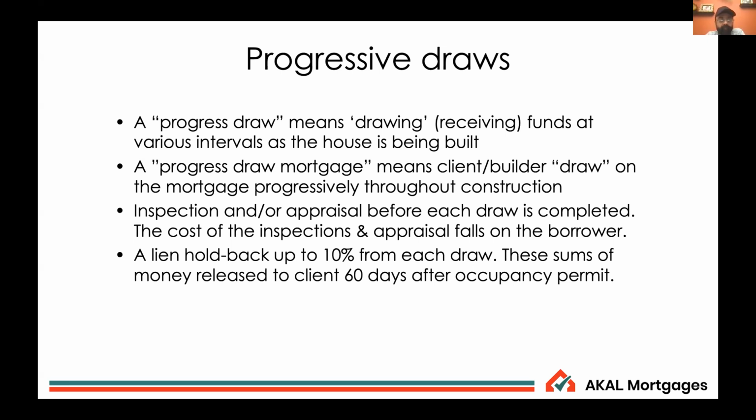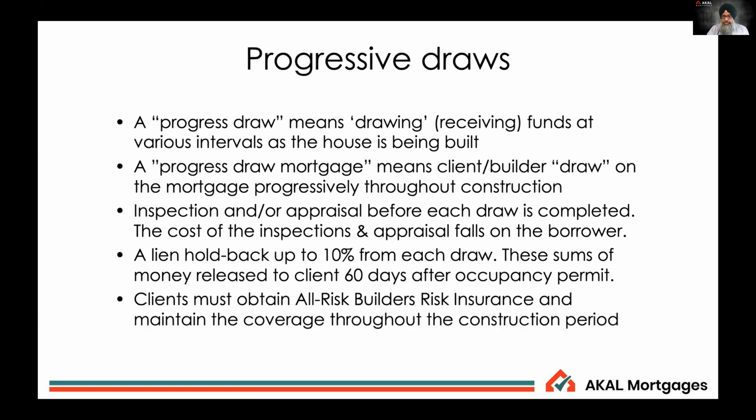Yeah. Okay. So that must be considered at the time of budgeting and all this stuff. So that money is released, typically speaking, 60 days after the occupancy permit is released, right? The client must obtain all risk insurance and maintain the coverage throughout the construction period. You know what happens? There are some misfortunes that happen where they are on fire and all this stuff. So you must obtain all risk insurance, right?